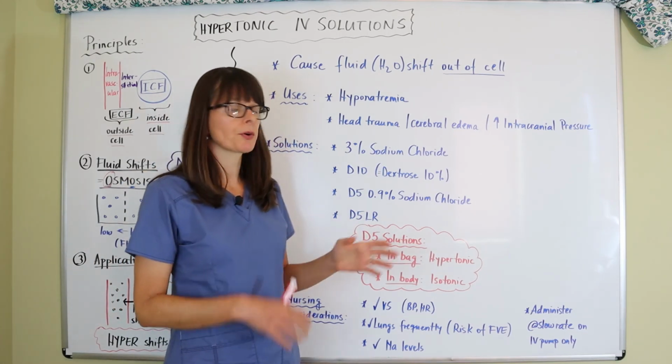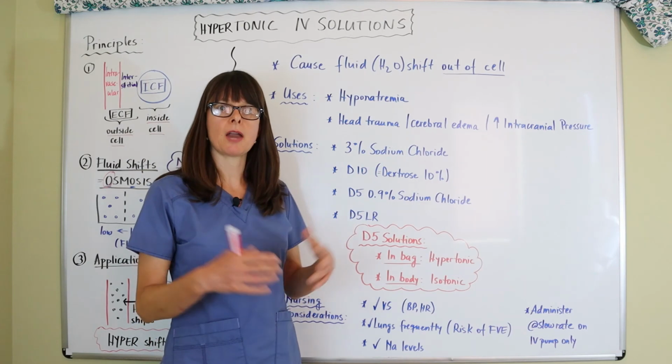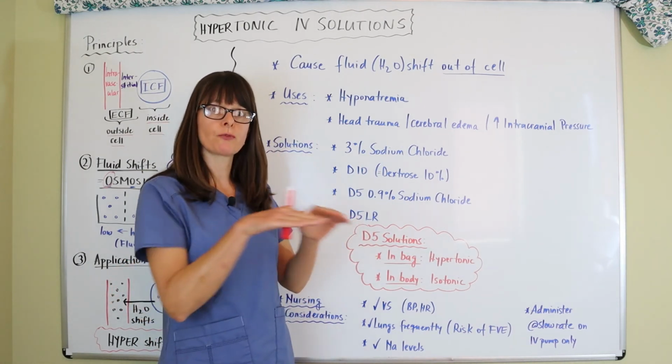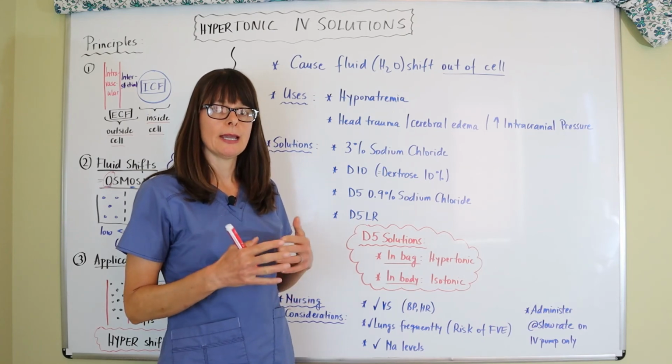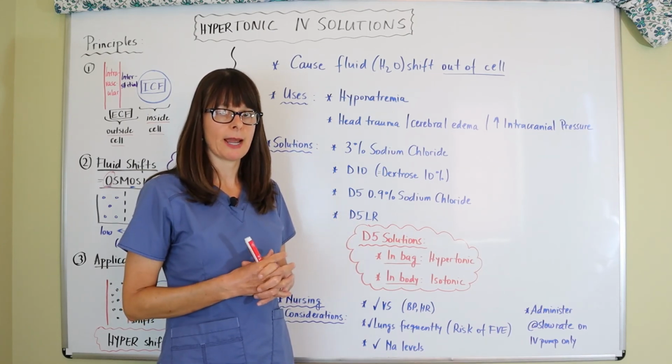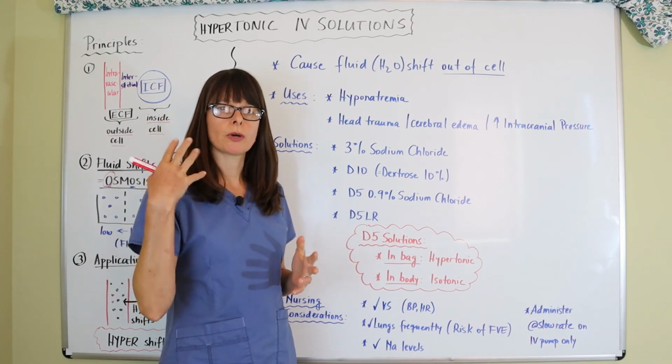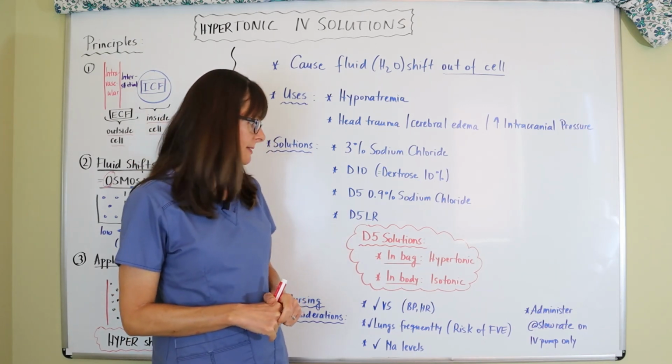If you see an order with 3% sodium chloride at 150 mLs an hour, then all the red flags should be going off, because things might shift really quickly, and then bad things can happen as the fluid shifts, and the patient might go into fluid overload, or it might affect their level of consciousness.